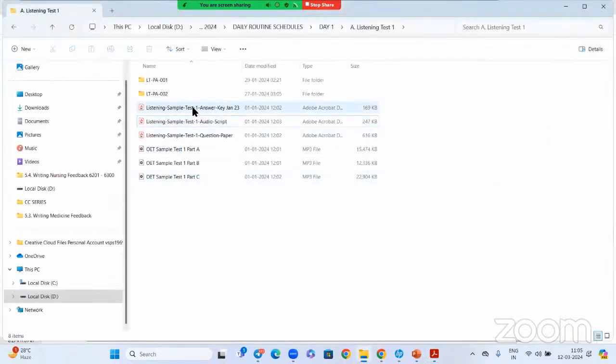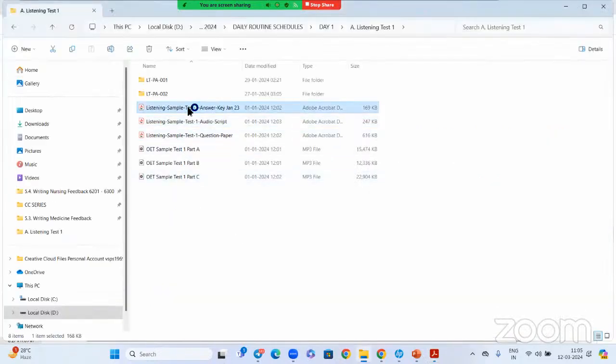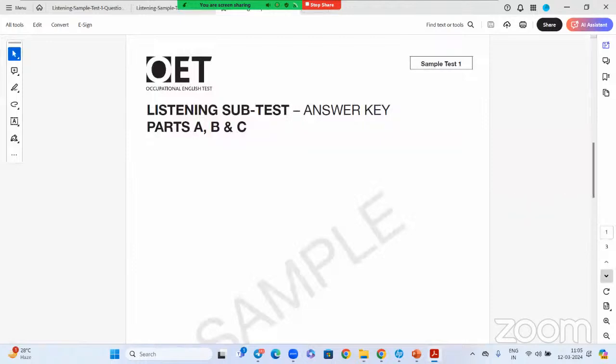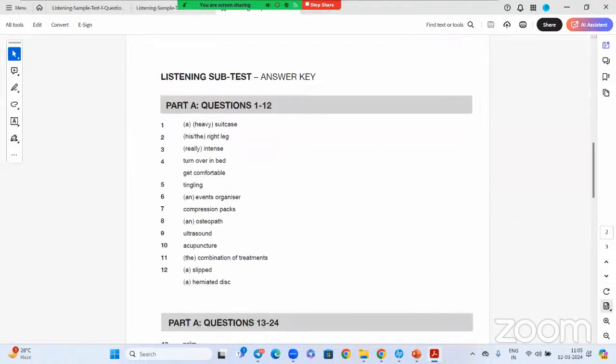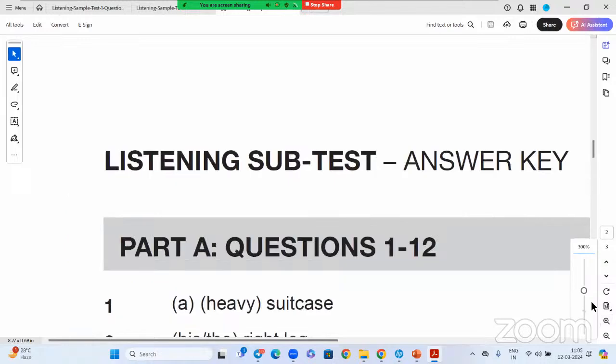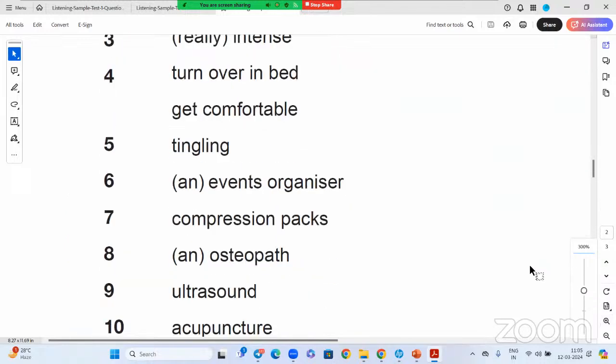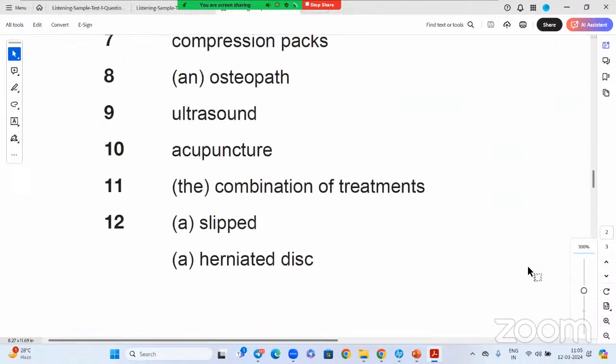So now I'm taking it to the answer key. So today there are a lot of sessions.